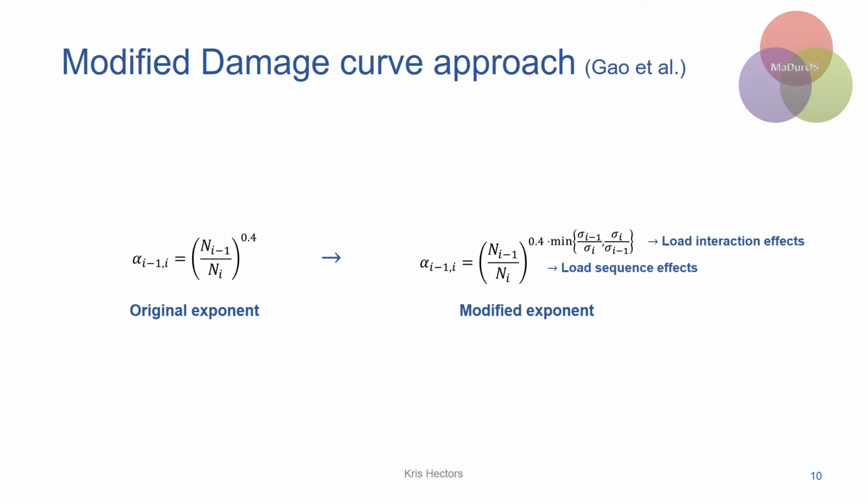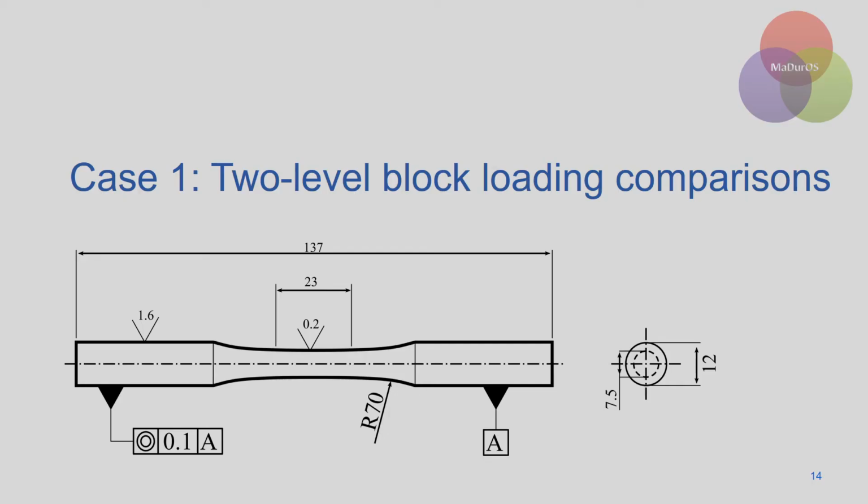The interaction factor, defined as the ratio between the stress amplitude of the current loading block and of the previous loading block, was added to account for the load interaction effects. In order to make a quantitative comparison between the lifetime predictions of the previously introduced damage models, they are first compared to experimental data available in literature.